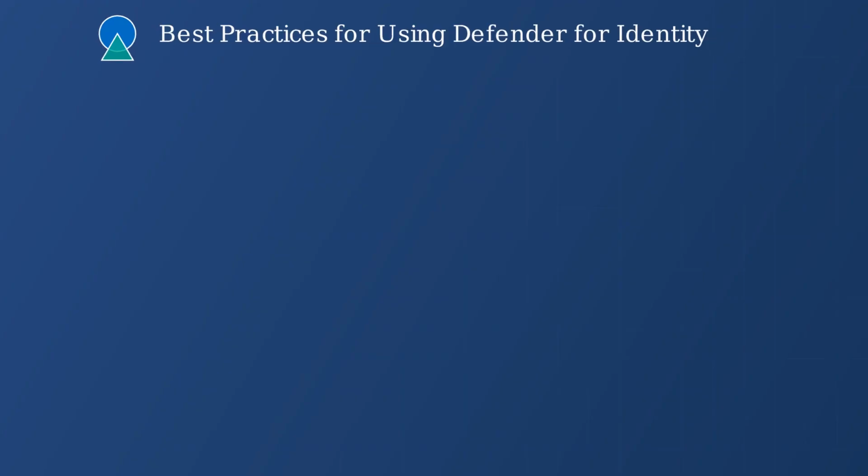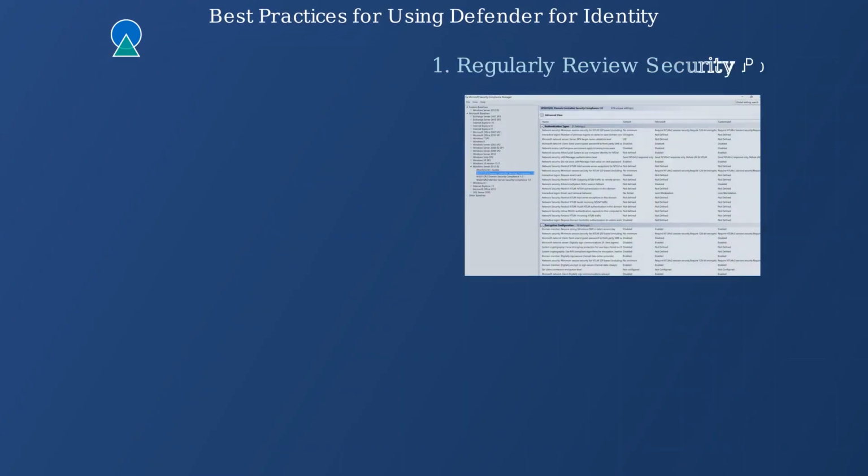Let's explore the best practices for maximizing the effectiveness of Microsoft Defender for Identity in your organization. First, regularly review and update your security policies. Set a schedule to audit and refine your security configurations to address emerging threats. Your security policy should include regular audits of authentication settings, encryption standards, and network protocols to maintain a strong security posture.